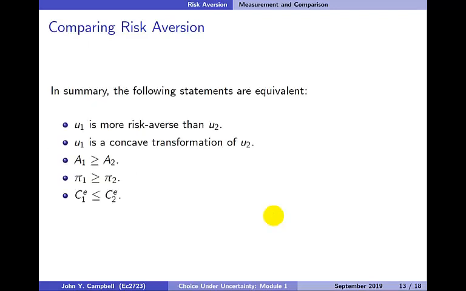Let's put all of this together. What we've learned is that the following statements are all equivalent. Person 1 is more risk averse than person 2. Person 1 has a utility function that is a concave transformation of the utility of person 2. Person 1 has higher absolute risk aversion than person 2 at common levels of wealth, for any initial level of wealth. The risk premium for person 1 is higher than for person 2. Again, the risk premium will depend on the initial level of wealth, but we're comparing them at the same initial wealth levels. And finally, the certainty equivalent for person 1 is less than or equal to the certainty equivalent for person 2.